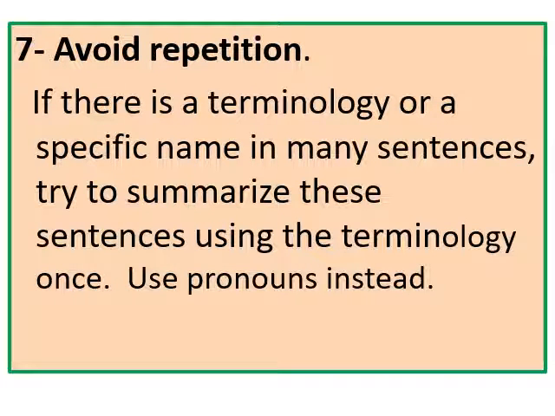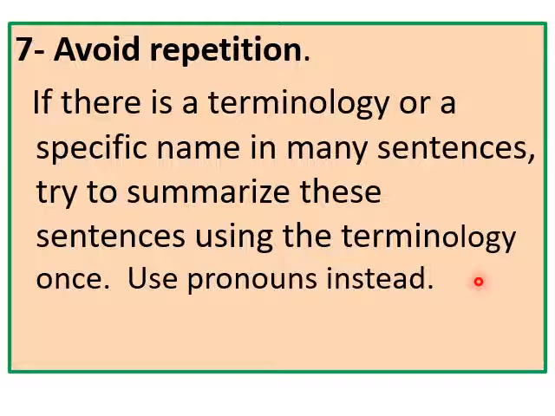Number 7, avoid repetition. If a terminology or a specific name appears in many sentences, try to summarize these sentences by using the terminology once and then using pronouns instead. What does it mean? In the original text, there may be a recurrent terminology or scientific name in many sentences, and when I summarize, I need to mention it because it is important for the meaning of the summary.